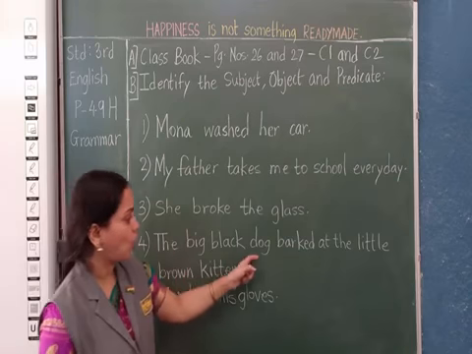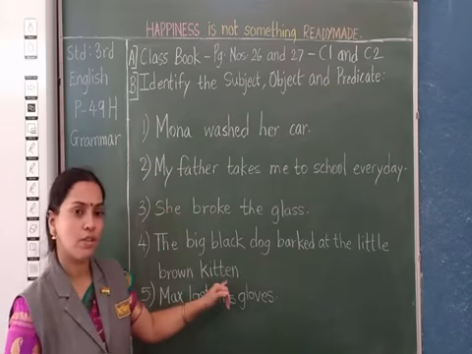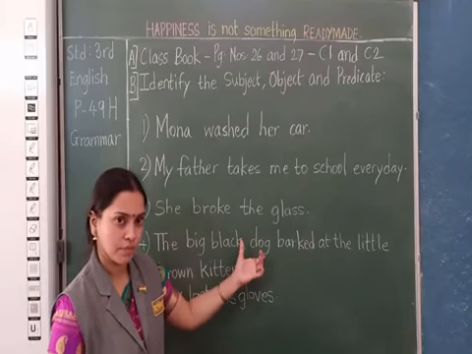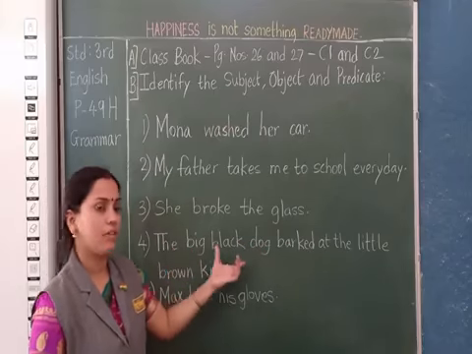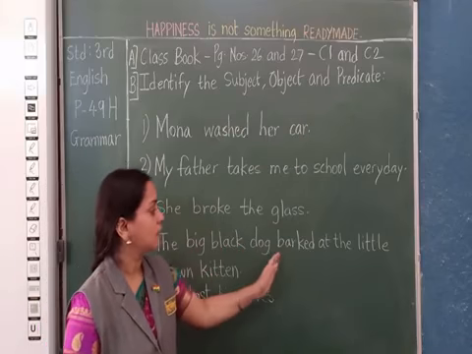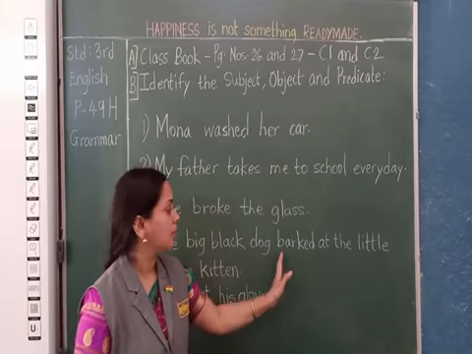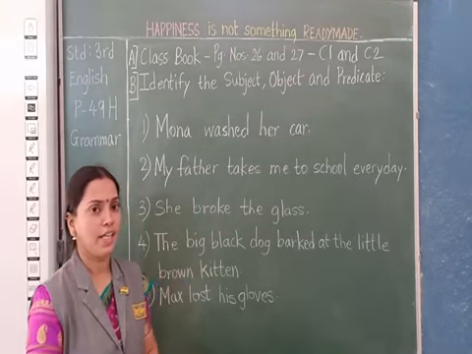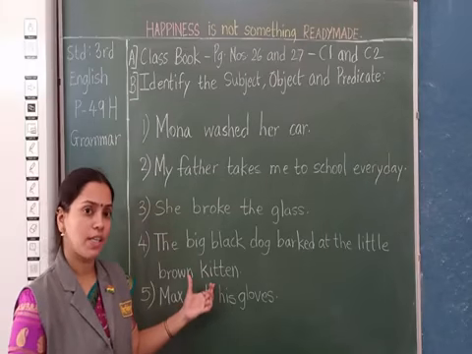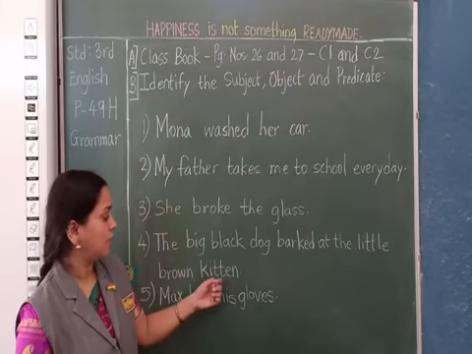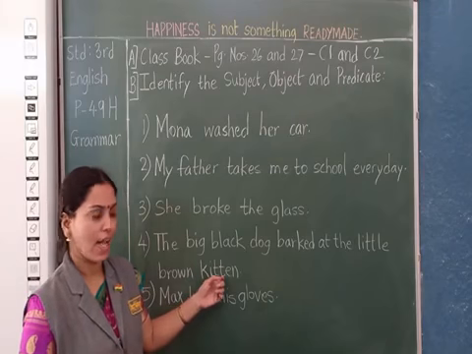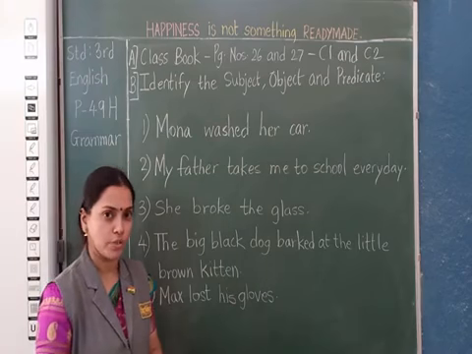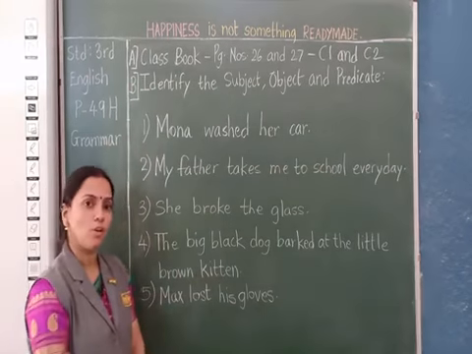The big black dog barked at the little brown kitten. Here, the big black dog, this whole will be our subject. Okay. Now you know what is the predicate. Everything from barked will be your predicate. And accordingly, what will be the object here? The object will be kitten. Okay, the action is being done on kitten. So kitten will be your object. Okay, so this is the homework for today.